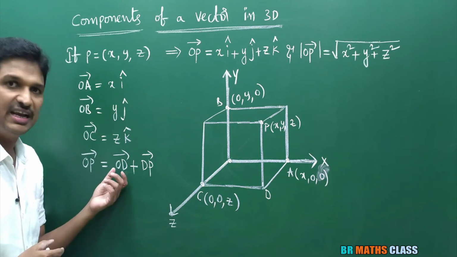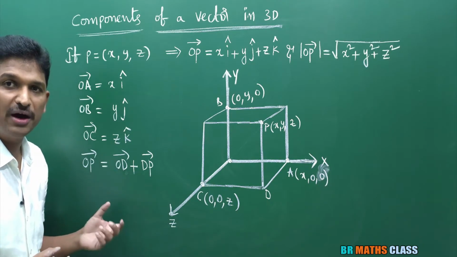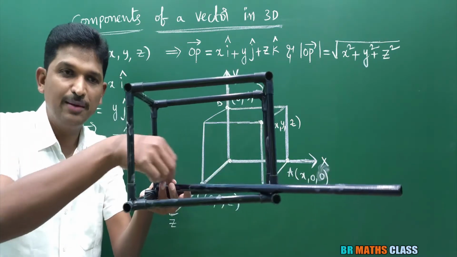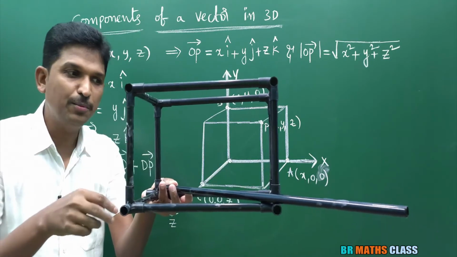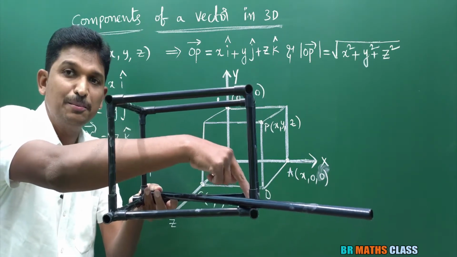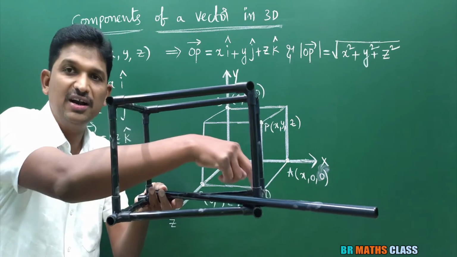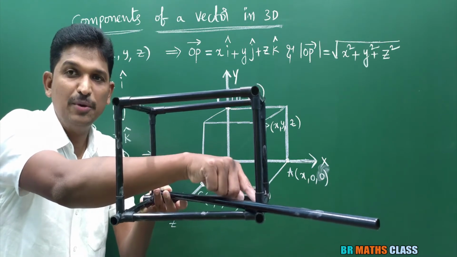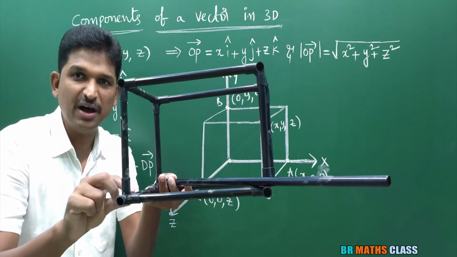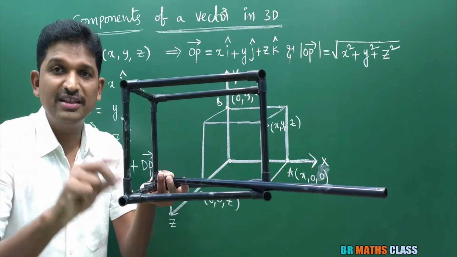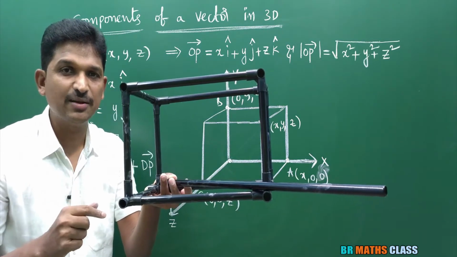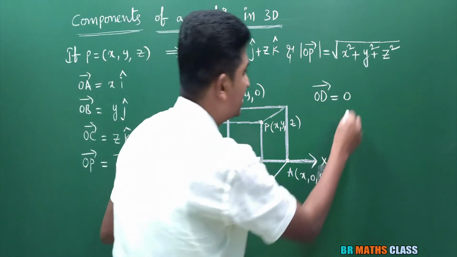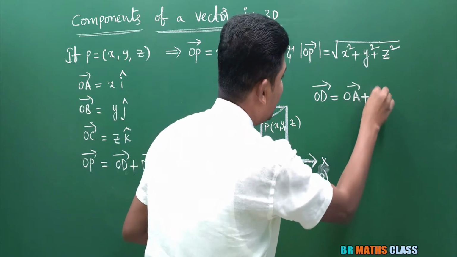Okay, now I'll calculate OD bar. What is OD bar? Now please try to understand. OD bar is OA bar plus AD bar. What is AD bar? AD bar and OC bar are equal vectors. Please try to understand. What I need now is this OD bar. OD bar can be written as OA bar plus AD bar.